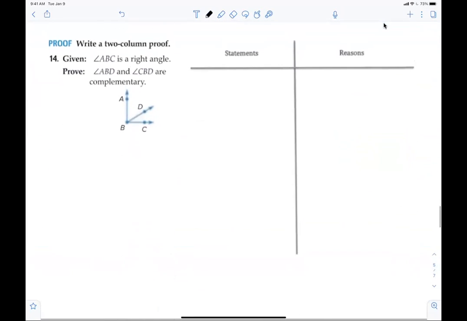All right, here we go. Let's try to write this 2-column proof. Let's see if we're getting better. Angle ABC is a right angle. Prove that ABD and CBD are complementary. Does everybody agree that's kind of obvious, right? Does everybody agree? So step number 1. Angle ABC is a right angle. Given.